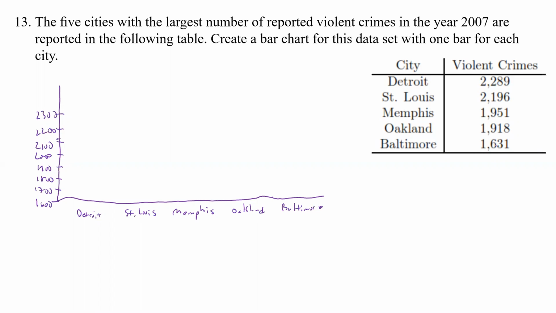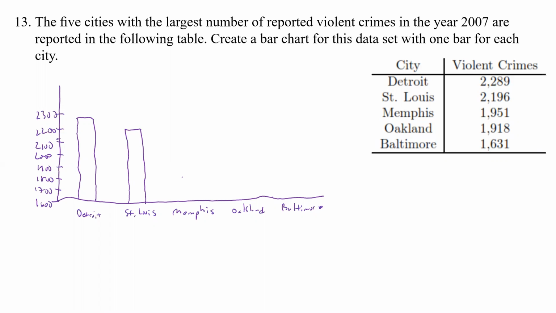Okay, so we want 2289 for Detroit. Well, 2289, that's going to give us a bar. It doesn't go up to 2300, but gets really close. And that would be our bar. And I'm not going to color them in, I'll just make the bar itself. Now, St. Louis is almost 2200. So we go up here and get almost to 2200 and then come across.